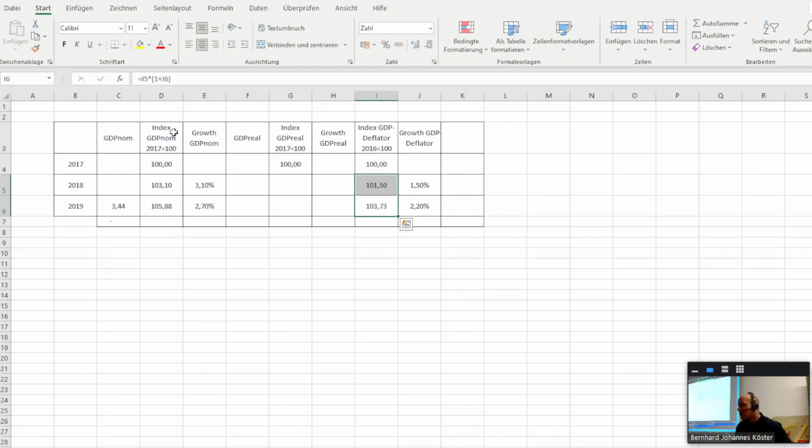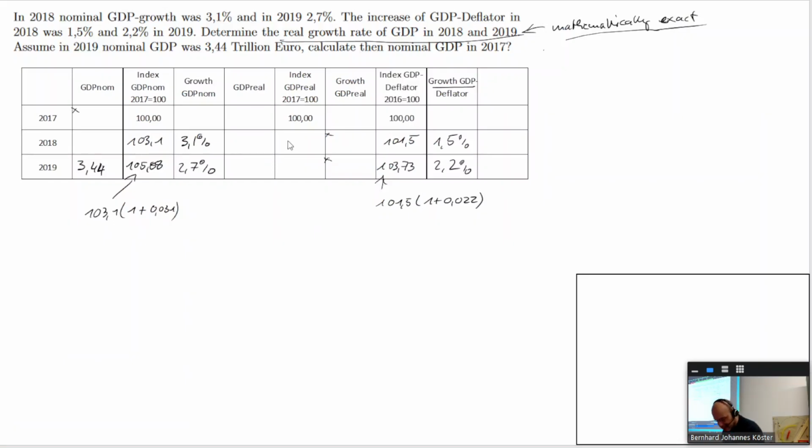So, and now we just take the definition of the GDP deflator. The GDP deflator is nominal GDP over real GDP times 100. Because now we are interested, of course, in these two indices, because if we have these numbers, then we can backward calculate what we are interested in, the growth rates for real GDP.